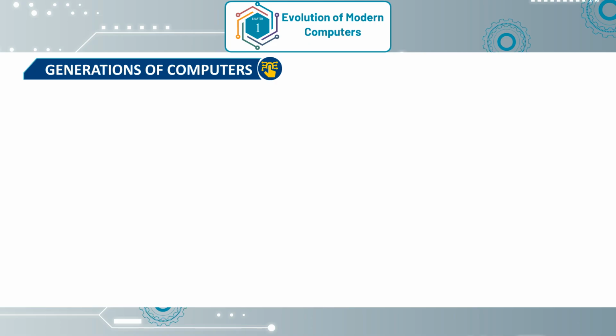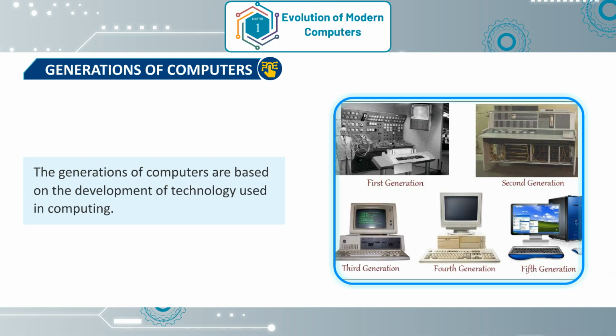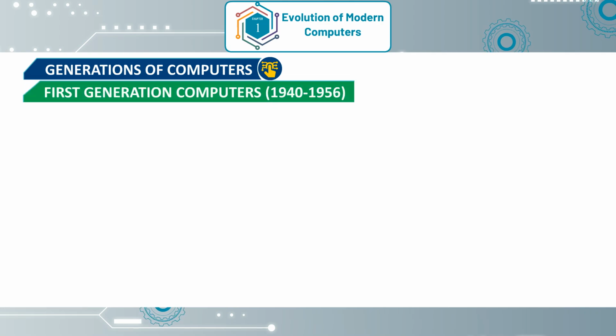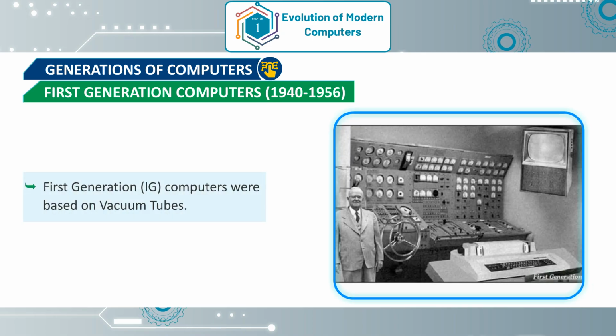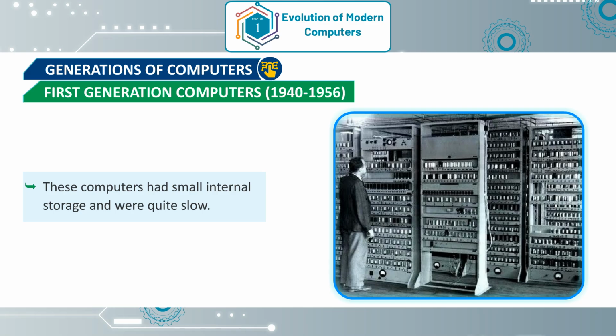Generations of computers. The generations of computers are based on the development of technology used in computing. First generation computers, 1940 to 1956. First generation 1G computers were based on vacuum tubes. They were large and took up a lot of space. These computers had small internal storage and were quite slow.